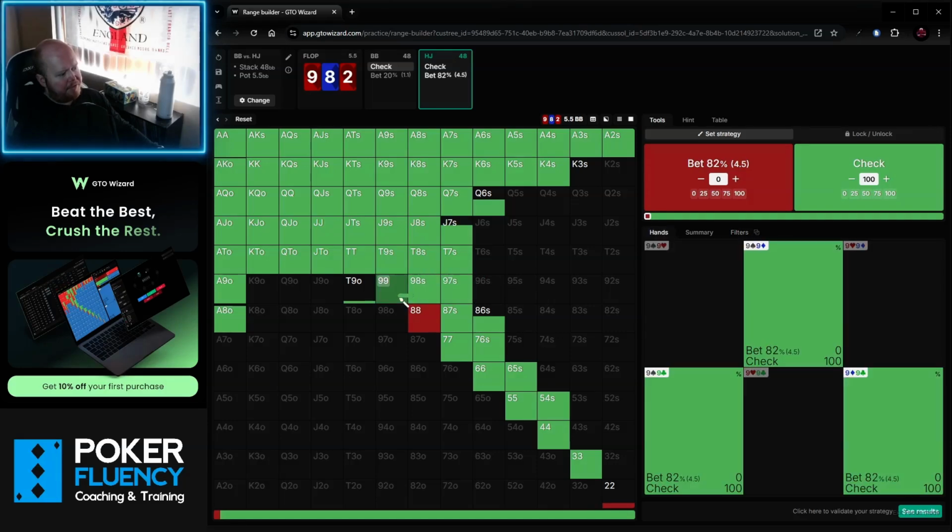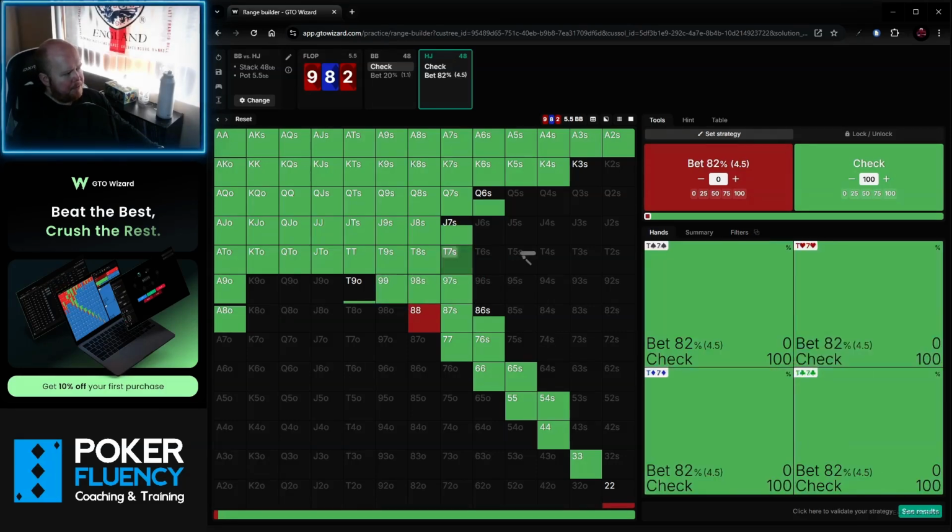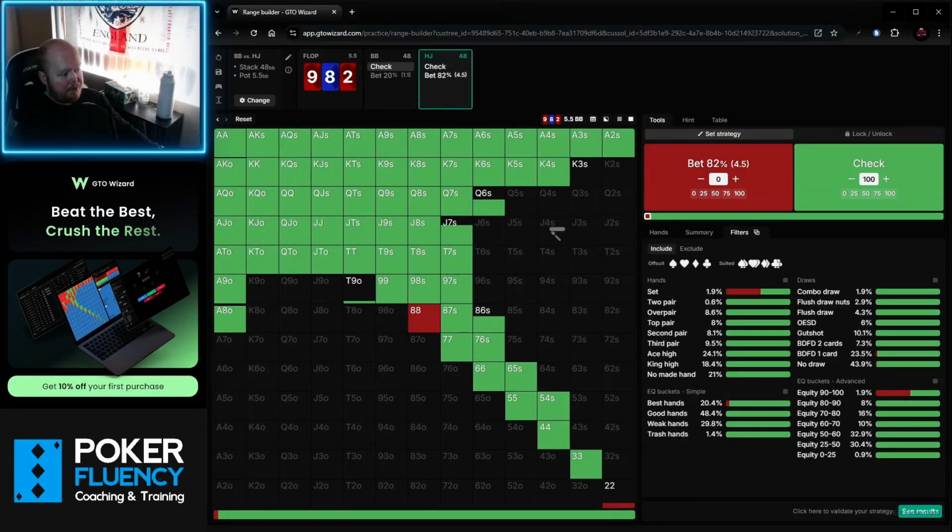And I think it's relatively transparent that it's pocket nines because it's top set, it blocks top pair, and it's going to have a slightly harder time getting value.